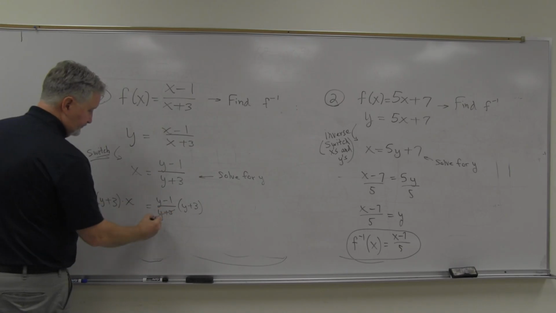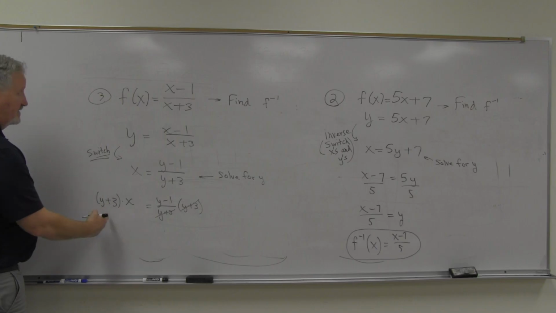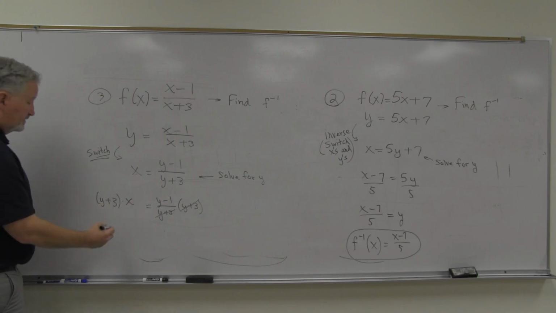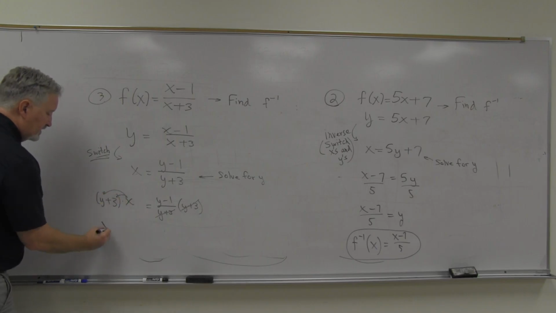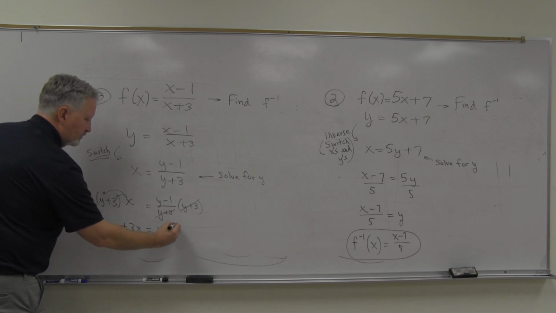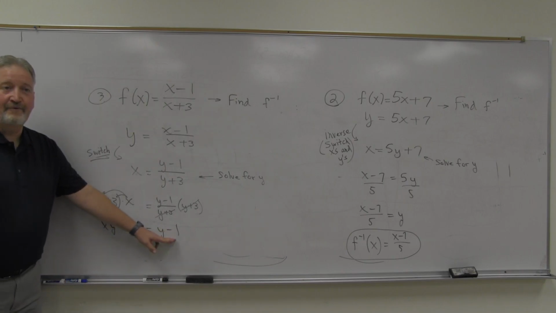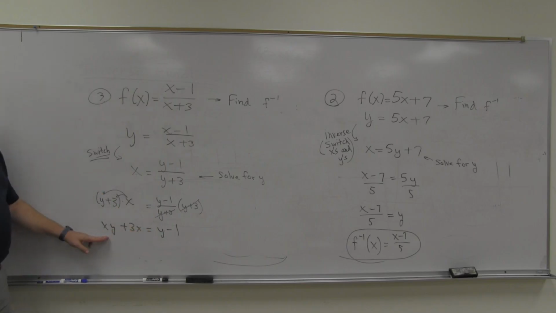Because the y plus 3 cancels out there. Now over here, of course that doesn't cancel out, so you have to go ahead and multiply the x times those. xy plus 3x would be that, equals y minus 1. Now what? Unfortunately, we can't just add 1 here. Why? There's another y term.